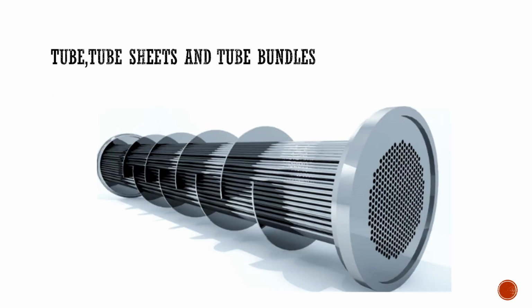The next component is tube. The tube is located inside the heat exchanger in which either the hot or cold fluid flows. The bunch of tubes are called as tube bundles. The tubes are easy to replace and maintain. Corrosive and fouling liquid are generally flowing in tube side of the heat exchanger.